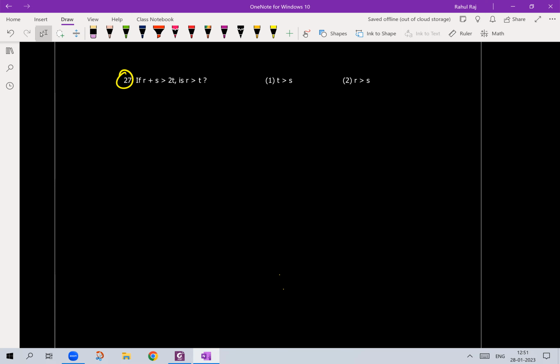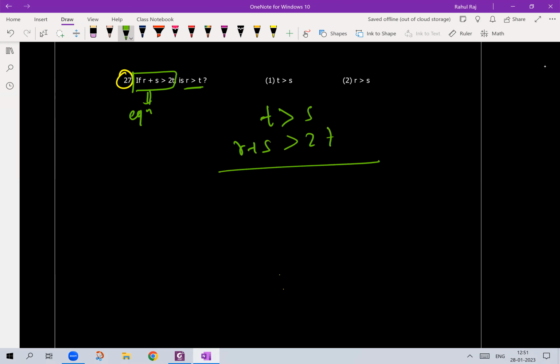You should not take any time at all. This is the information that is given to you. The question is asking: is R greater than T? This information is in terms of an equation, and my statement is in terms of an equation. So I should not think anything else. Just use this information, R plus S. Option number 1 says what? T greater than S. What is my information? R plus S greater than 2T. Just add: R plus S plus T greater than S plus 2T. S's cancel, T goes to that side, R greater than T. Sufficient.